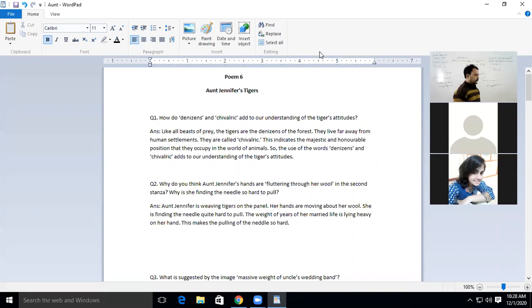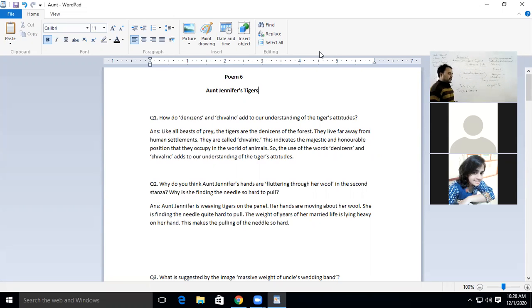So here denizen symbolizing that it is found in a particular place, that is world of green forest, and the chivalric is symbolizing their attitude, confidence, that they are brave and heroic in deeds, that they prey on animals of forest. Very good. So it adds up to our understanding.